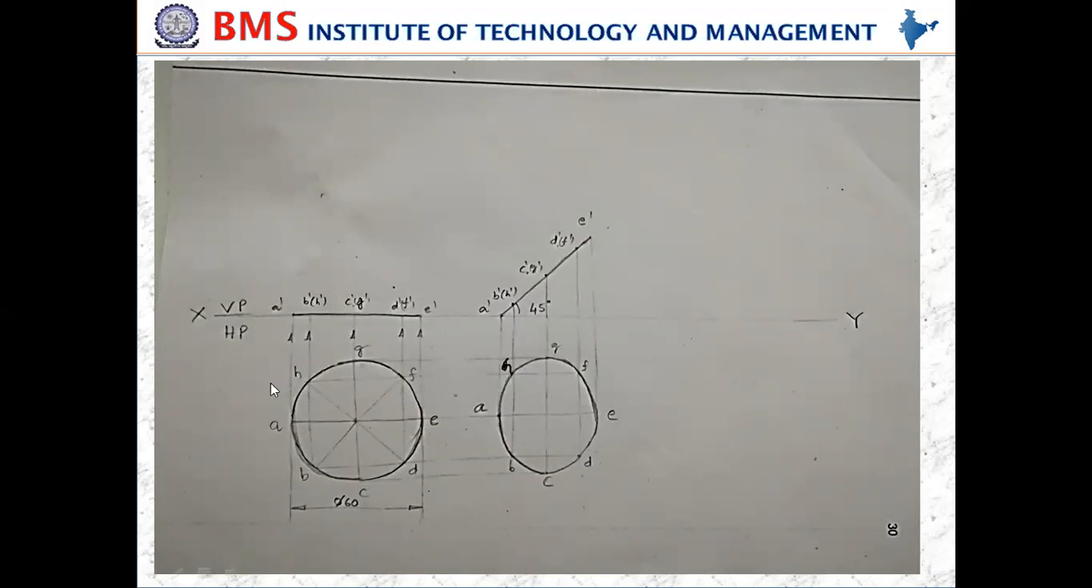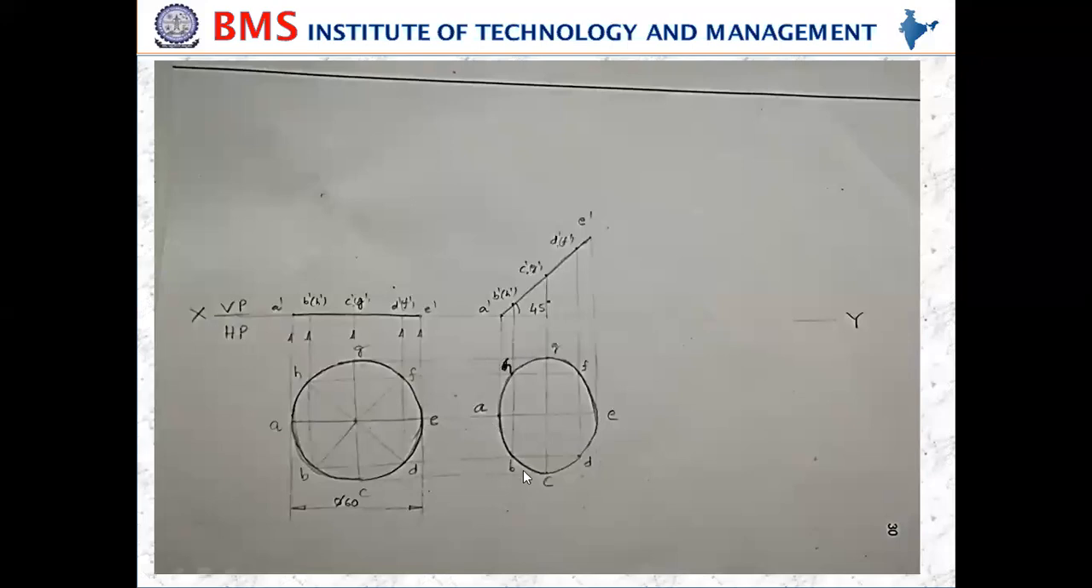Okay. So once you draw all these points by joining with the smooth curve, like this, then we can get the top view. So now this is the top view, which represents when the lamina is inclined at an angle of 45 degrees to HP and resting on point A.